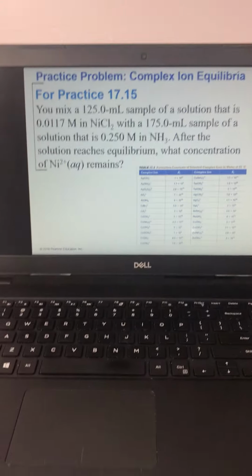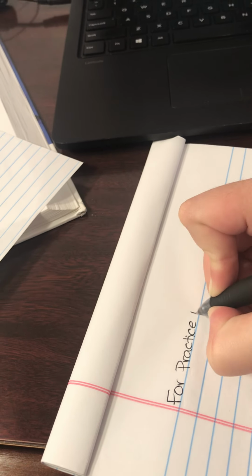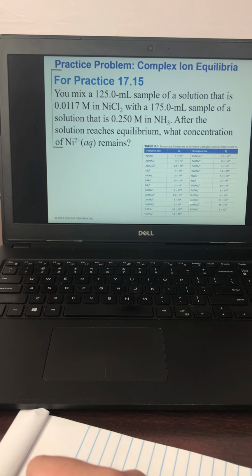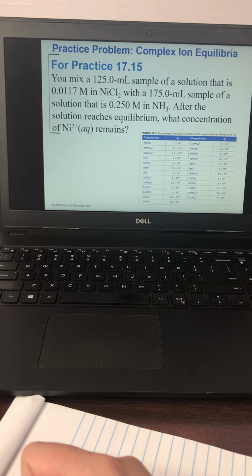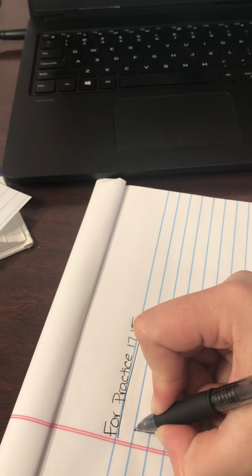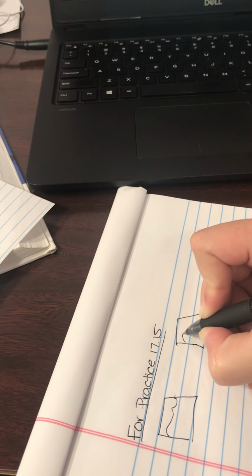So what you might want to start with is, let's see, I'm going to write out, first we're going to write for practice 17.15, so we know which example we're doing. What it tells us is we have 250 mils of 0.0117 molar nickel chloride. So first, we have two beakers. Okay, here's one beaker, here's another beaker.